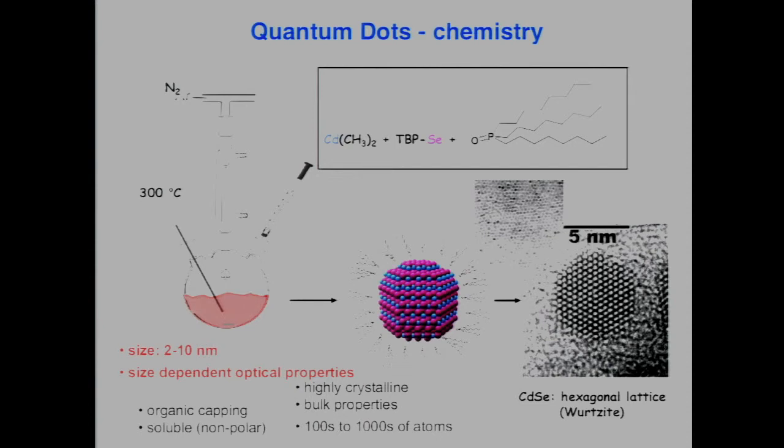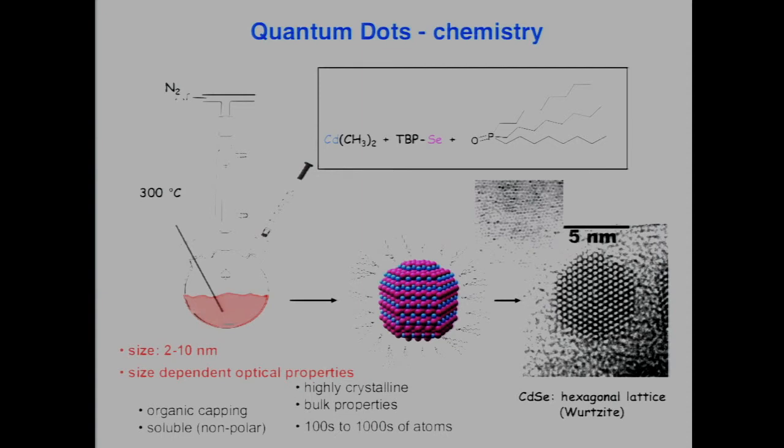This is basically describing the chemistry of quantum dots. This was developed by Lou Bruce and later on by Paul Alivisatos and Moungi Bawendi. You put a hot soap solution in a flask, you heat it up to 300 degrees, and you add metallo-organic precursors that break the bonds with the organics, and the inorganics nucleate and grow into perfect crystalline material.